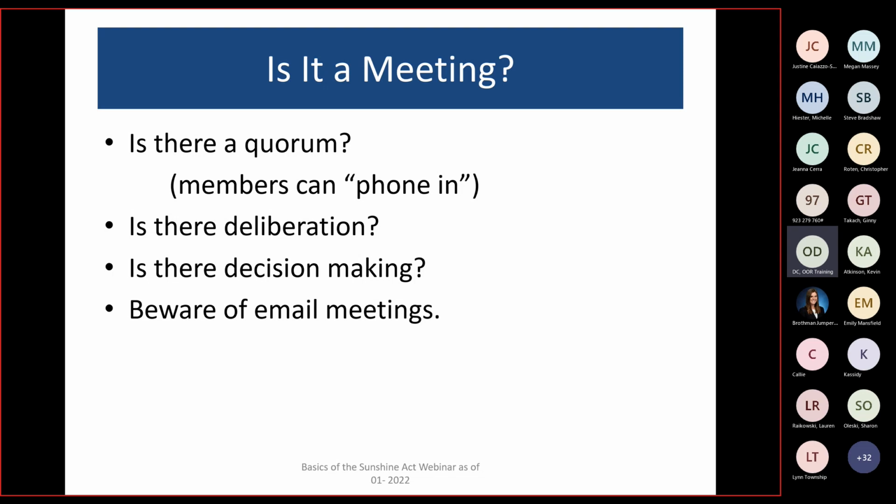Even if all the emails are not all inclusive, maybe it's to one member of the board at a time, it nevertheless represents de facto deliberation, and you're more than likely in violation of the act. Okay, now you can have email discussions about administrative level issues. Okay, so what's the difference between policy and administrative?